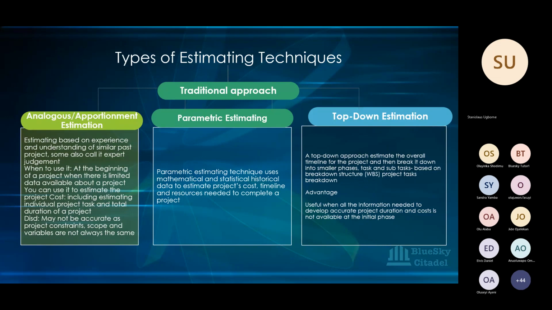Then we're going to be talking about top-down estimation. The top-down estimation approach estimates the overall timeline for the project, and then you break it down into smaller phases. You break it down into tasks and subtasks, based on the work breakdown structure. Let me show you something.